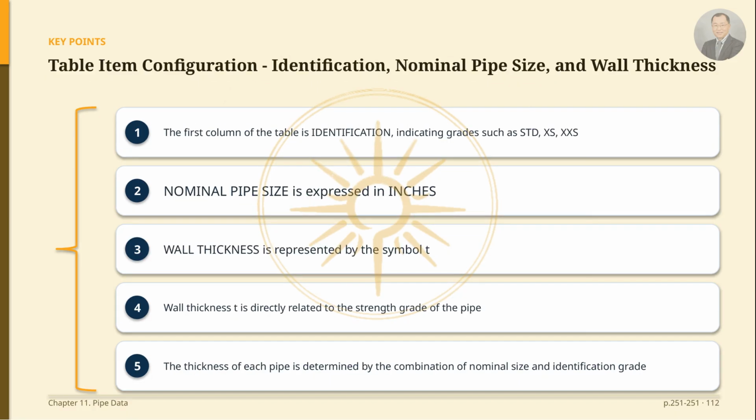Let's look at the main items that make up this table. The first part of the table is the identification section, which indicates strength grades such as STD, XS, and XXS mentioned earlier. Next, the nominal pipe size is presented in inches. Then, the wall thickness is denoted by the symbol T. This wall thickness T value is directly linked to the strength grade of the pipe, and the thickness of each pipe is determined by the combination of the nominal size and the identification grade.